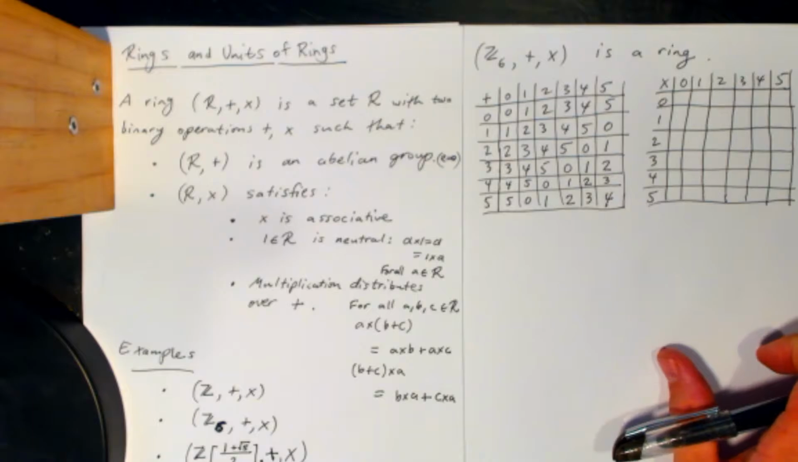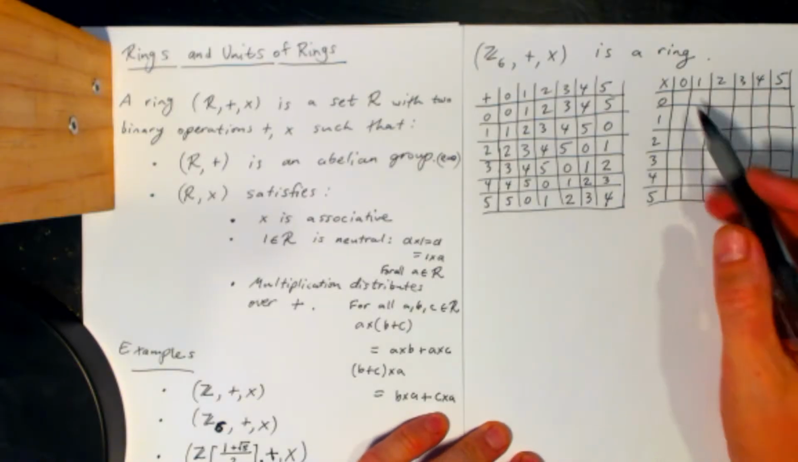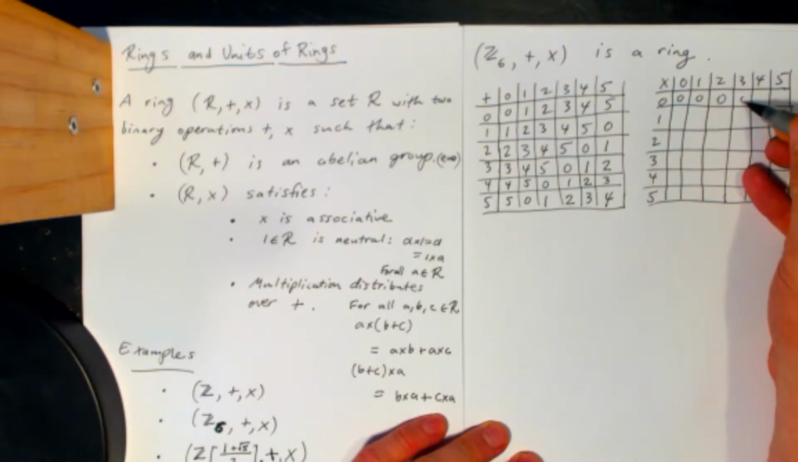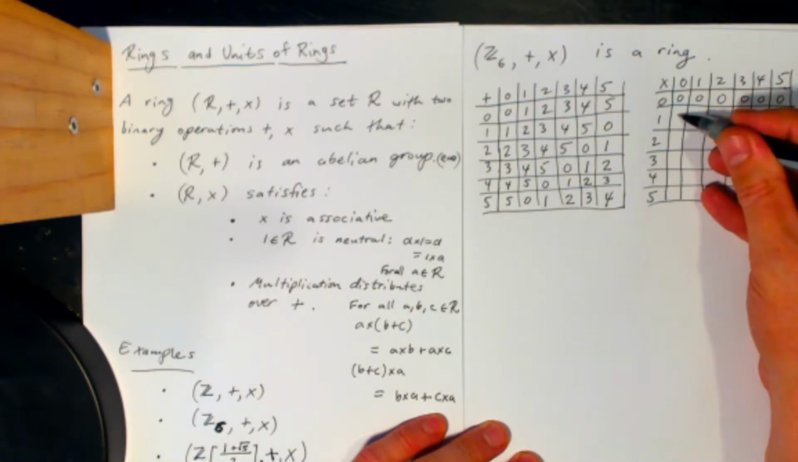Now let's do the same thing for multiplication. So 0 times anything is 0, so I can just put 0 in this row. Same thing down here.